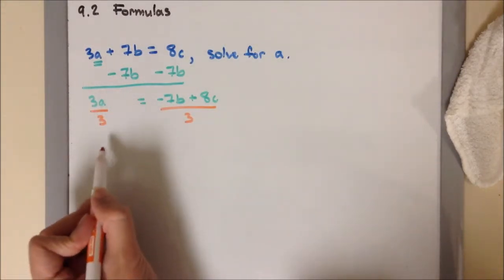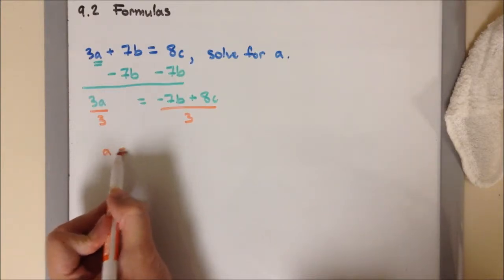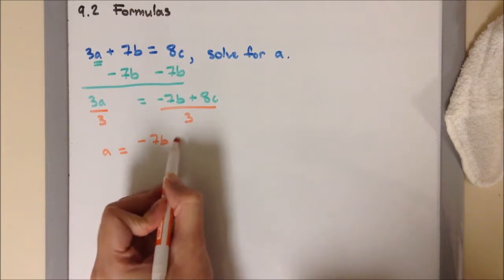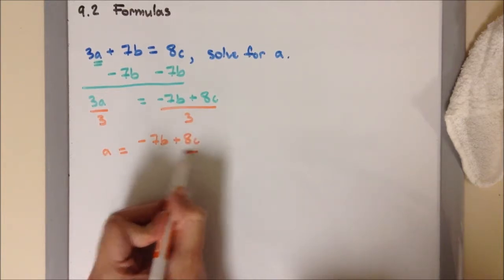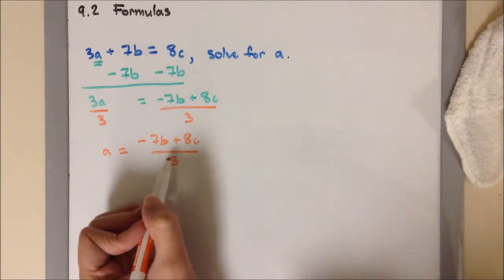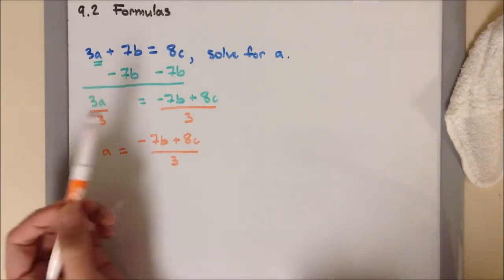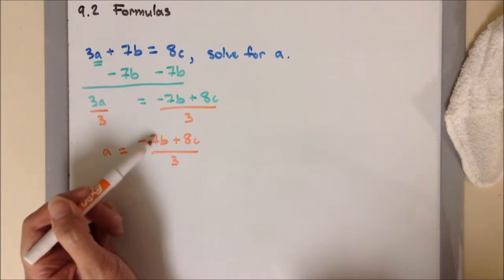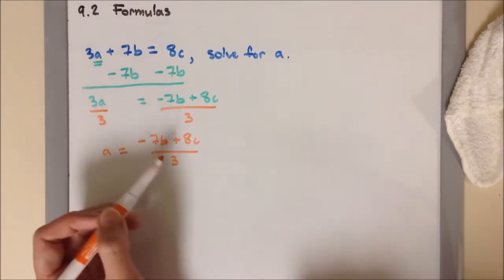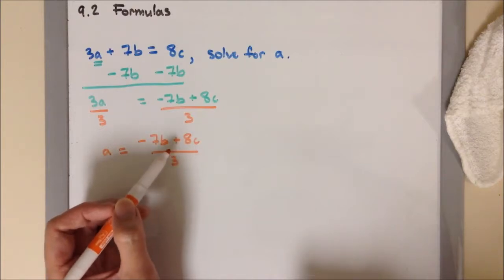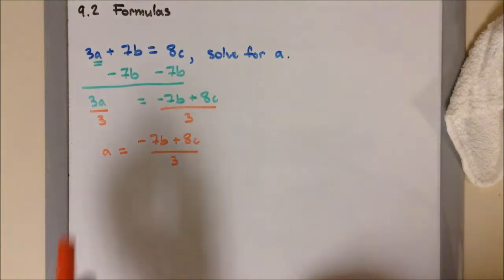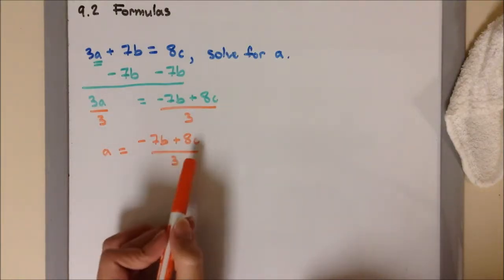Now here I'm just going to have a equal to negative 7b plus 8c over 3. Now here I'm not going to split into two separate fractions because there's nothing in common between 7 and 3, nor is there anything in common in 8 over 3. So if I were to split into two fractions, I would not be able to simplify any of the fractions. So I'm going to keep it as one fraction.